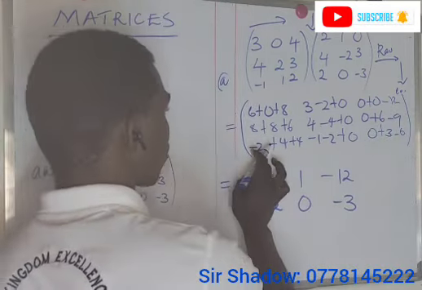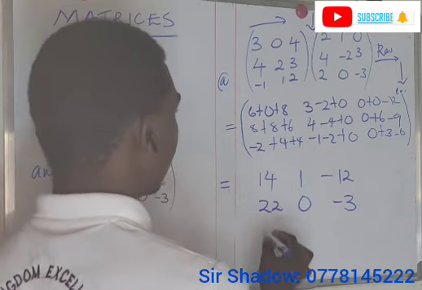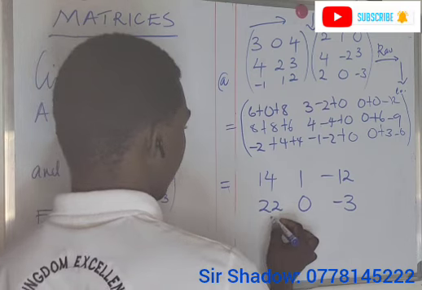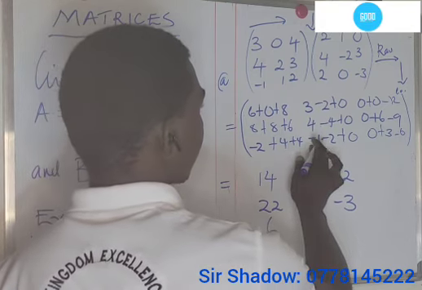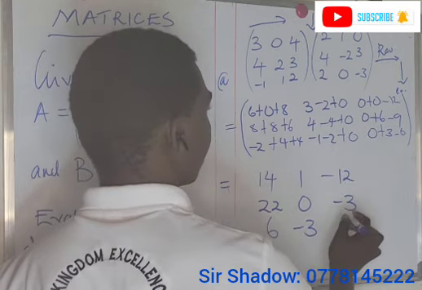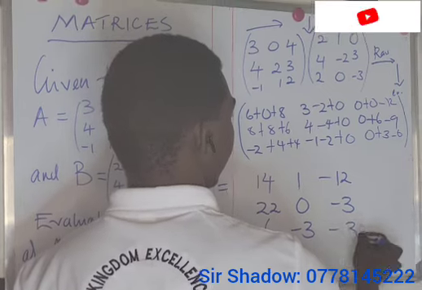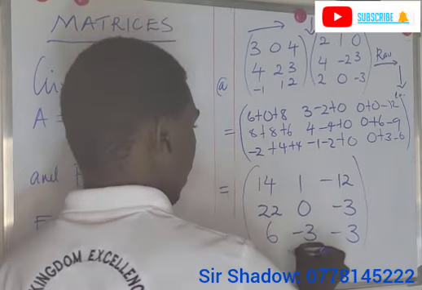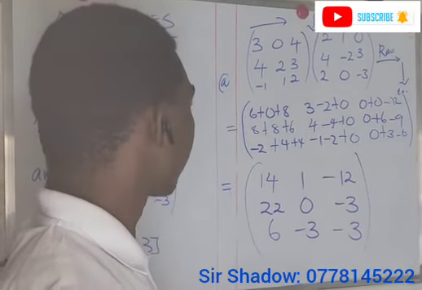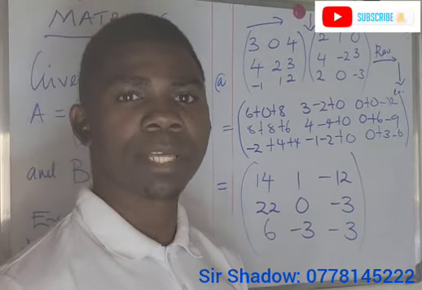Then minus 2 plus 4, or 4 plus 4, is 8. So minus 2 plus 8 is 6. Then minus 1 minus 2 is minus 3, and minus 3 plus 0 is negative 3. Then 0 plus 3 is 3, and 3 minus 6 is negative 3. So this is how to evaluate matrices under multiplication of a 3 by 3 matrix.